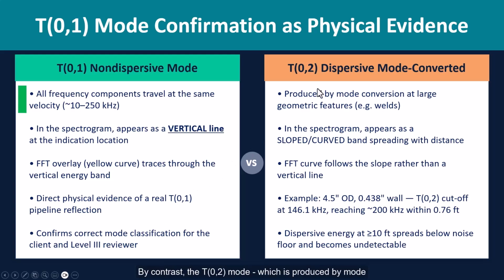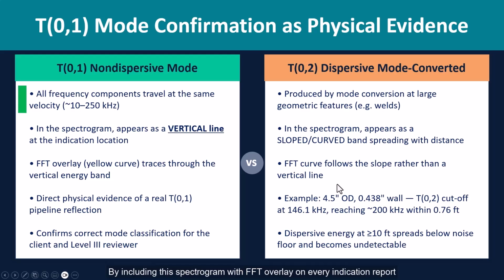By contrast, the T02 mode, which is produced by mode conversion at the large geometry feature, is dispersive. Different frequencies travel at different speeds. In the spectrogram, it appears as a curved or sloped band. As I showed with the EX1 example, this is clearly distinguishable from the vertical T01 signature.